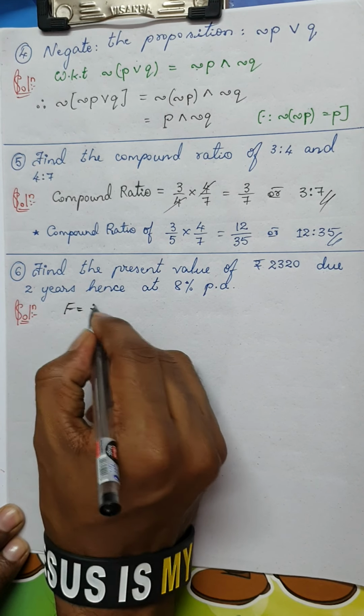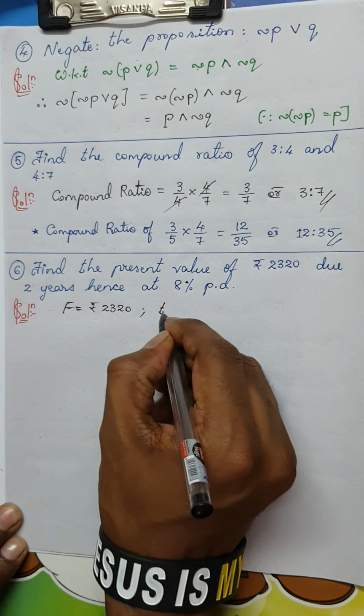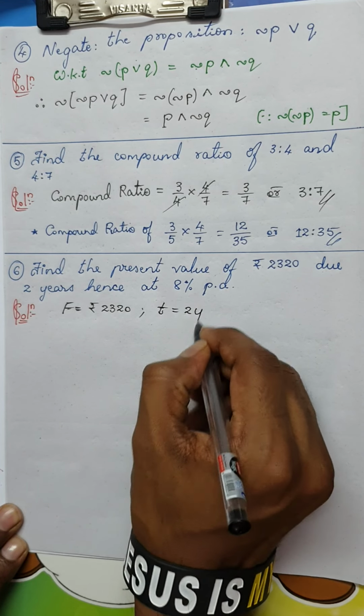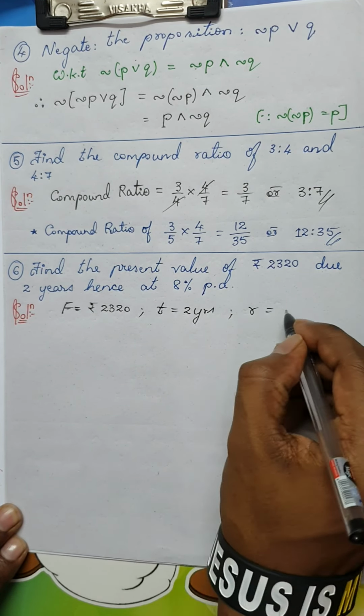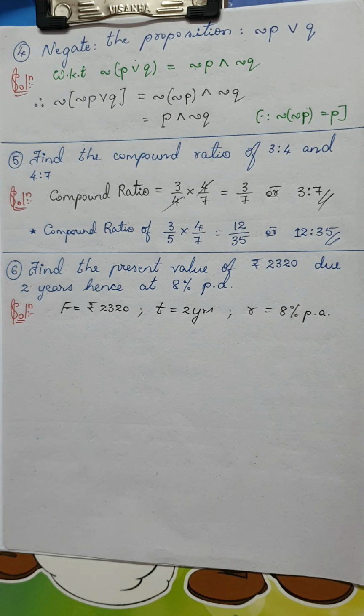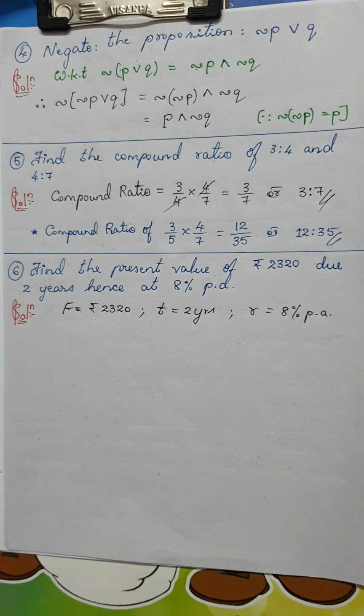Let me say rupees 2,320. Now time you can take as 2 years, and the rate of interest is 8% per annum. Remember students, I am using the formula with respect to your textbook. Different textbooks may give you different notations for the formula, but the final answer would be the same.